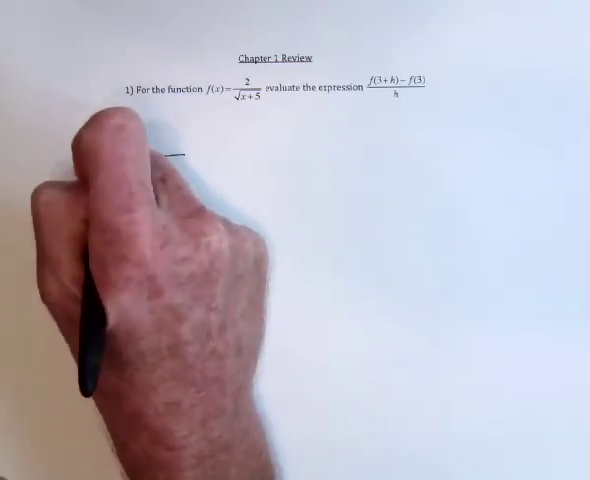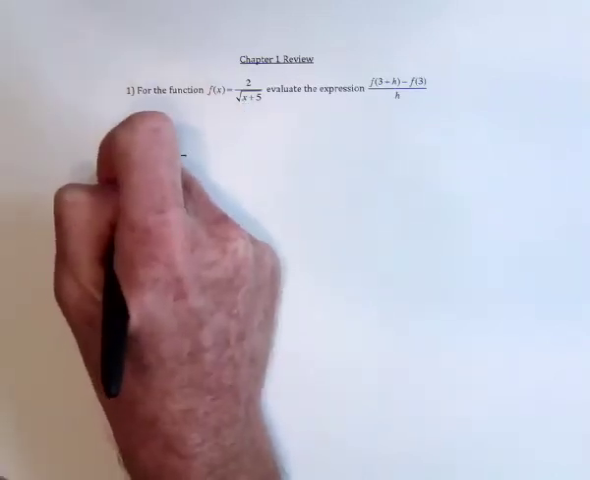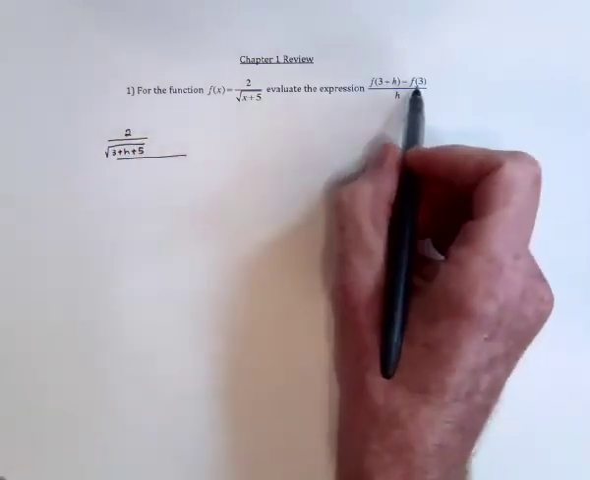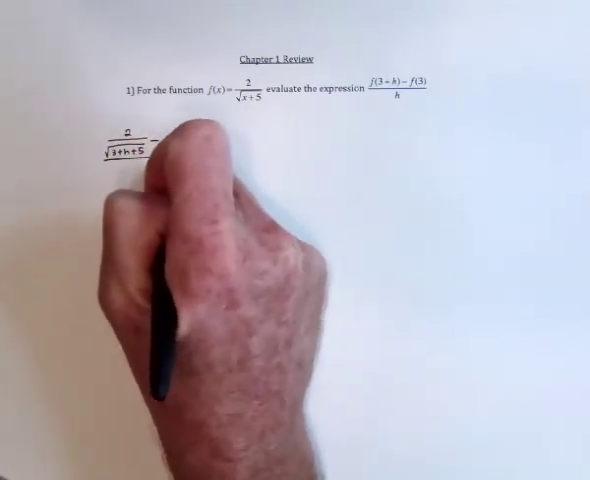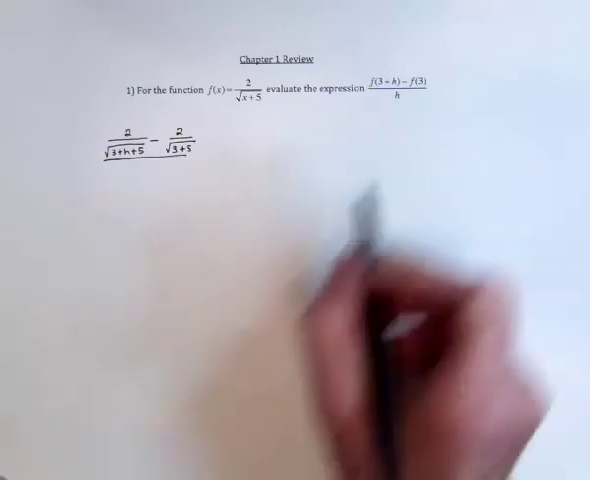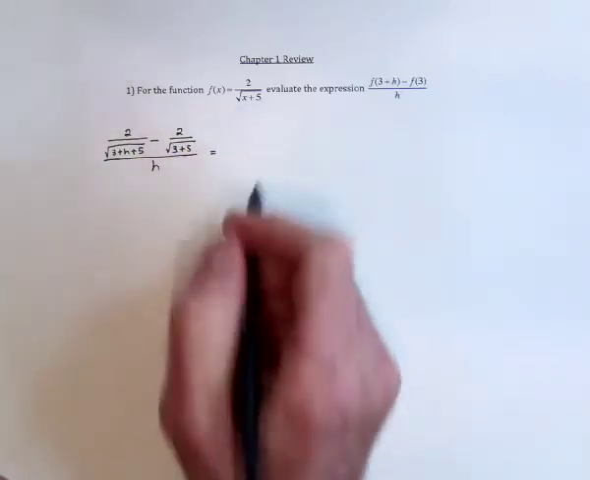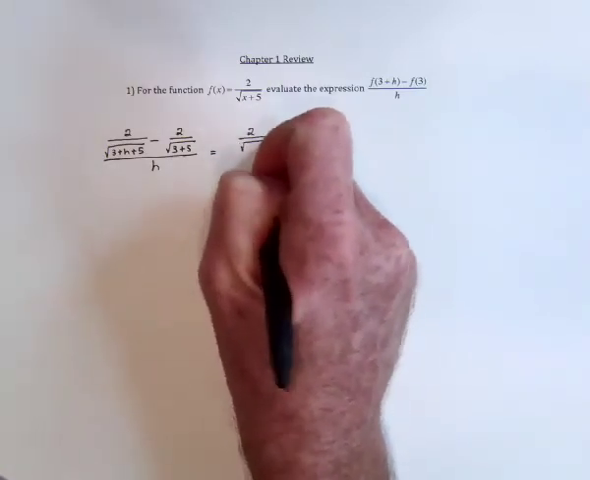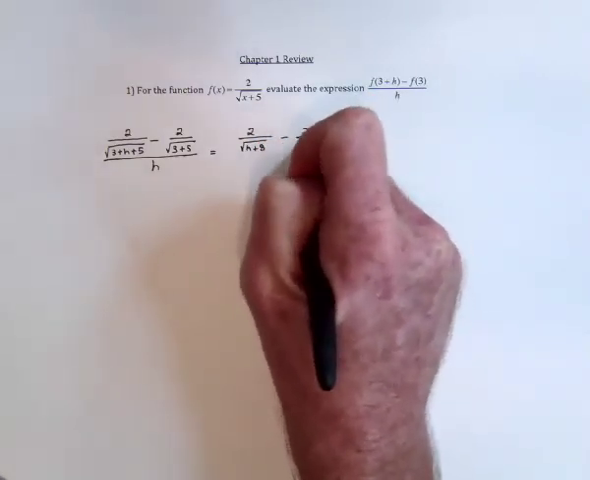So it's going to be 2 over the square root, and then substitute a 3 plus h, and then there's still a plus 5 in there. Now substitute a 3 into the function and subtract those two fractions. And then the denominator for the whole thing is this h. So I can combine the 3 and the 5. So there's 2 over the square root of h plus 8 minus 2 over the square root of 8.